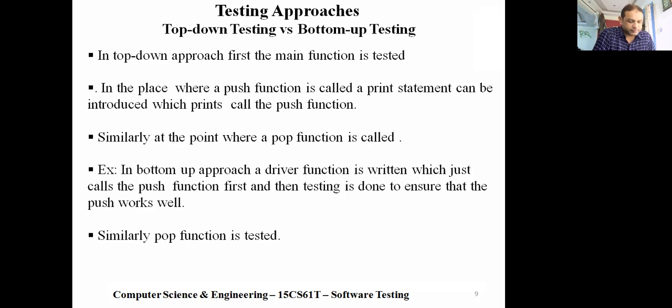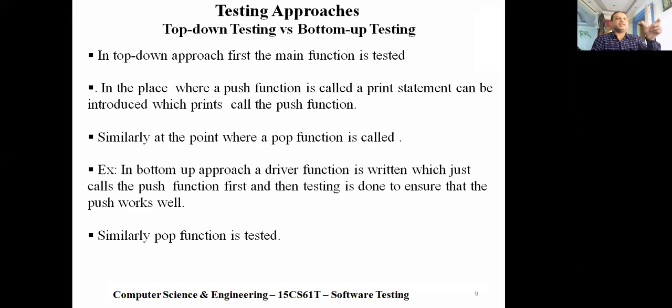Go through these points. In the top-down approach, the main function is tested. In the place where a push function is called, a print statement can be introduced which prints the call of the push function. Similarly, at the point where a pop function is called. In the bottom-up approach, a driver function is written which calls the push function first, and then testing is done to ensure that push works well. Similarly, the pop function is tested.